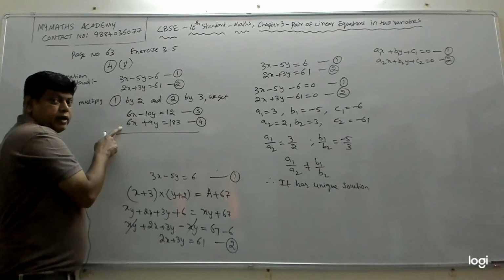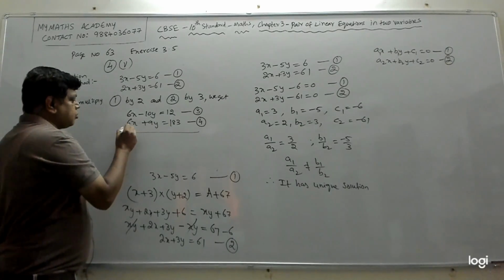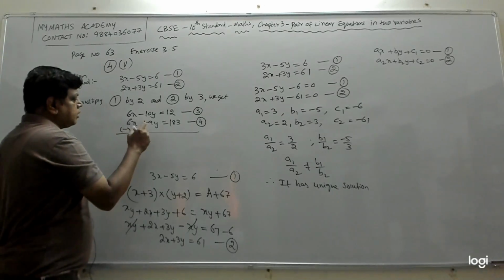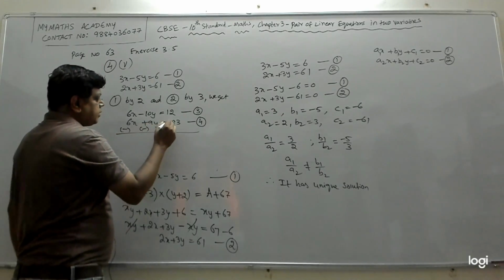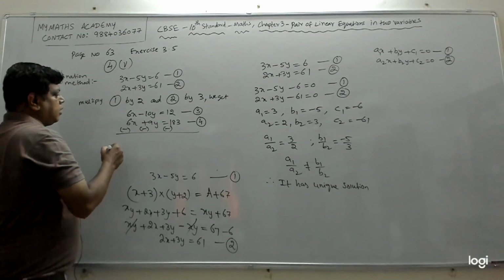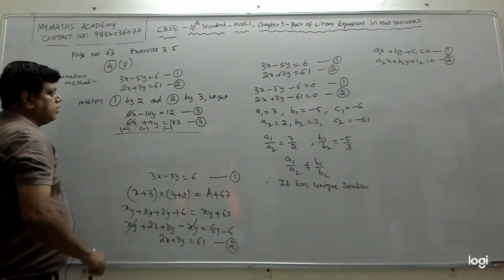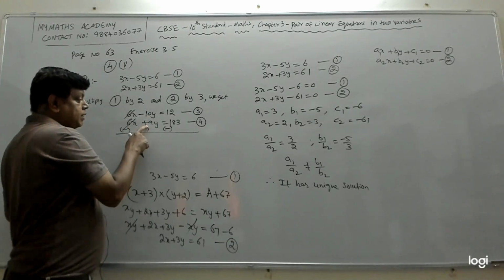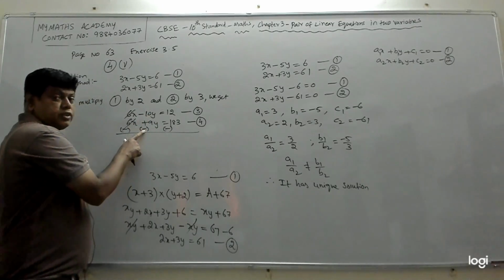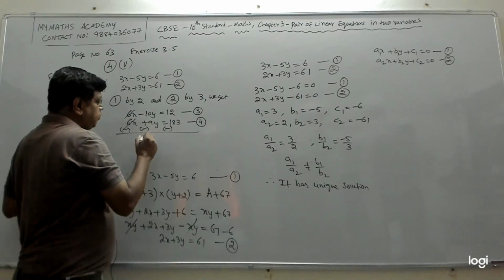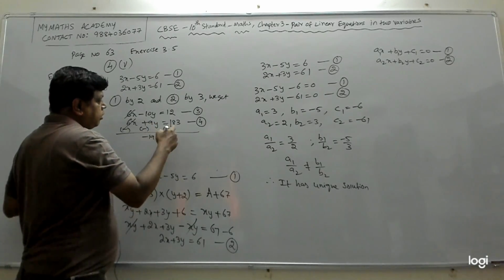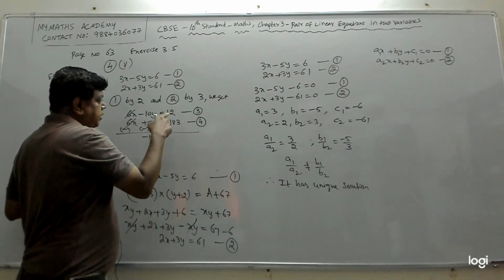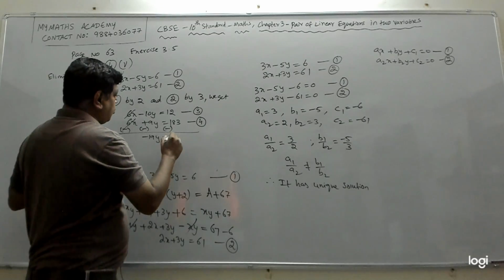When we have to subtract, the signs will change. So plus will become minus. Here it is plus, it will become minus. Here also it is plus, it will become minus. Now cancel these two. This is plus 6x, this is minus 6x. Now this is minus 10y, this is not plus 9y, it is minus 9y. You have to see the change of sign. So minus 10y minus 9y is minus 19y equal to 12 minus 183, which is what?